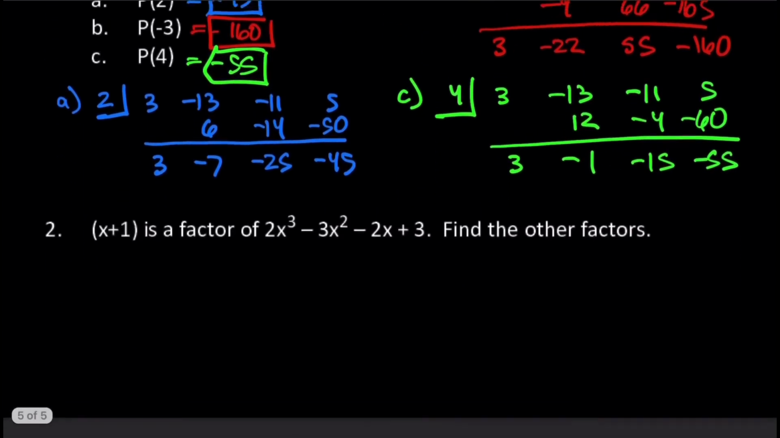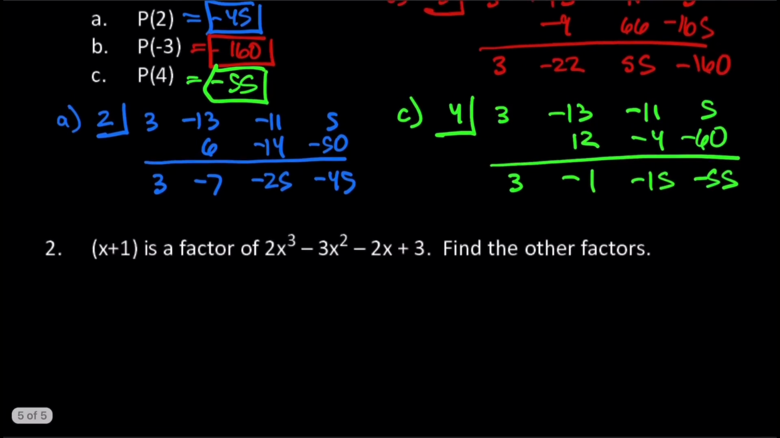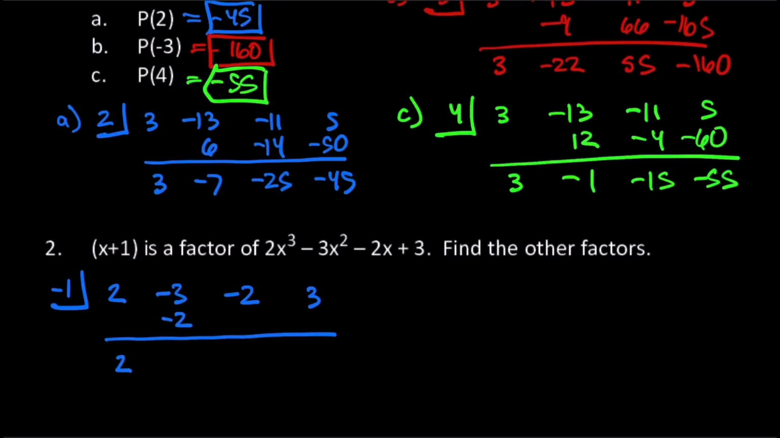And the last one. Is x plus 1 a factor of 2x cubed minus 3x squared minus 2x plus 3? If so, find the other factors. So in synthetic division, remember, this is the tricky part. I got to put a negative 1 in the box because it's the x value. It's the root. Coefficients will be a 2, a negative 3, a negative 2, and a 3. Bring down, multiply, add. Multiply, add, multiply, add.